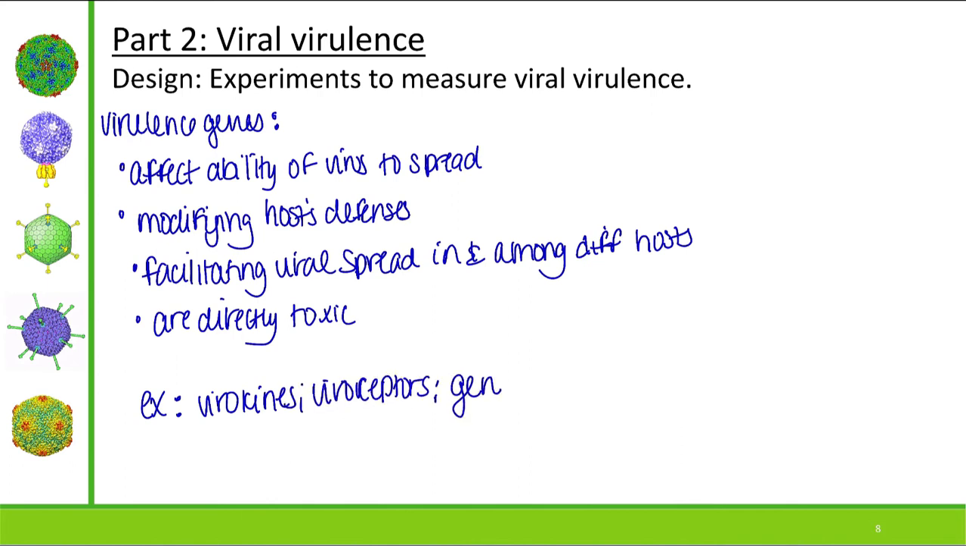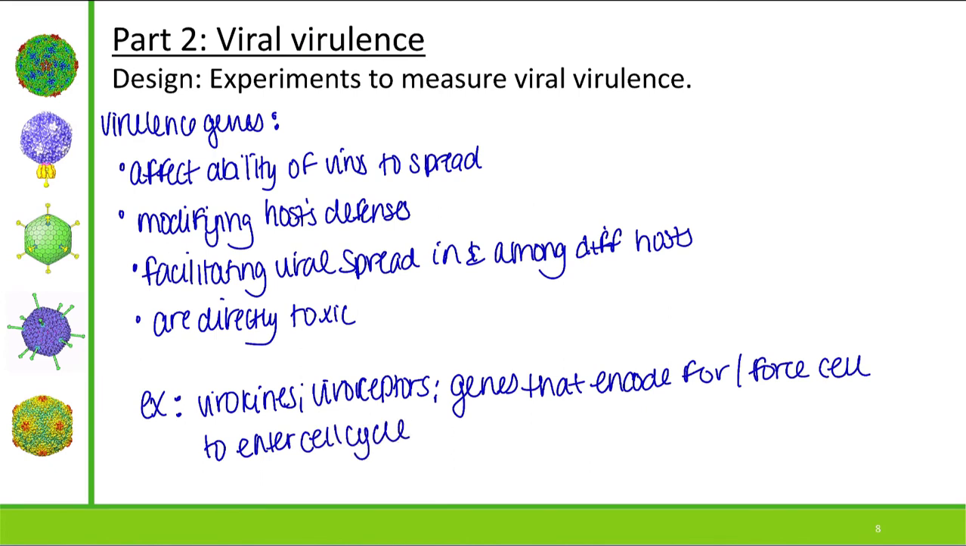But these examples can also include genes that encode for or perhaps force the cell to enter the cell cycle. And we'll talk about some of those in the next topic. So that will be covered in Oncogenesis and how viruses can potentially accidentally lead to cancer. And if you think back to the infected cell, this could be genes that also change metabolism. So think back to the hepatitis example that we talked about.